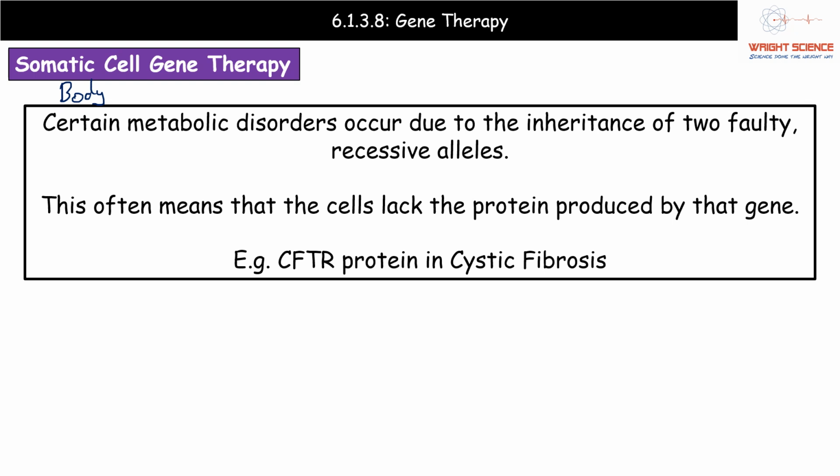If we think about one of the key examples here, let's go with cystic fibrosis. Now, cystic fibrosis is a disorder caused by inheriting two faulty alleles which are recessive. So in order to have cystic fibrosis, you need both of those faulty recessive alleles to be present. What it means if you do have both of those recessive alleles is that you're not going to be able to produce the protein CFTR. And this is a transport protein that we find within the membranes of our cells. So anyone with cystic fibrosis lacks the protein CFTR.